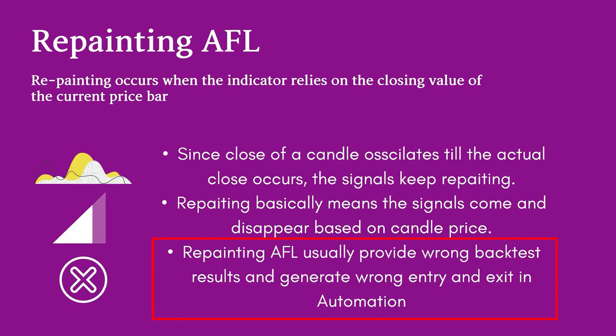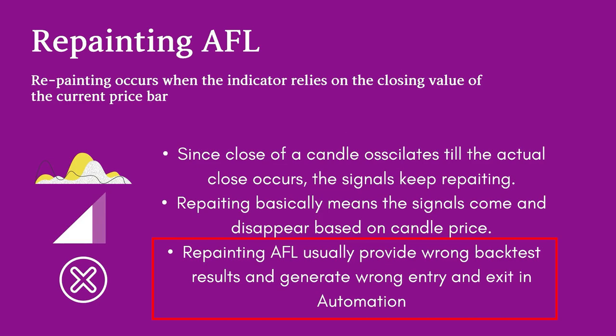And repainting AFL usually provides wrong backtest results and generates wrong entry and exit in automation. This is a very important point. So when you're backtesting a certain AFL that is repainting in nature, it can sometimes generate exaggerated results because of its repainting nature.